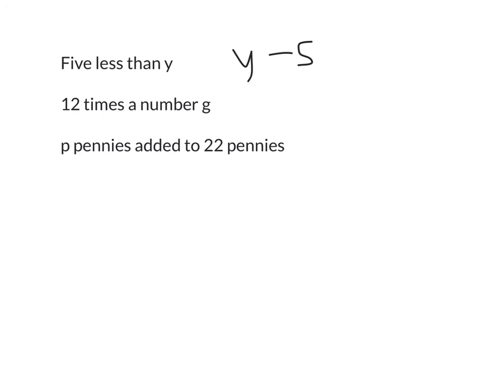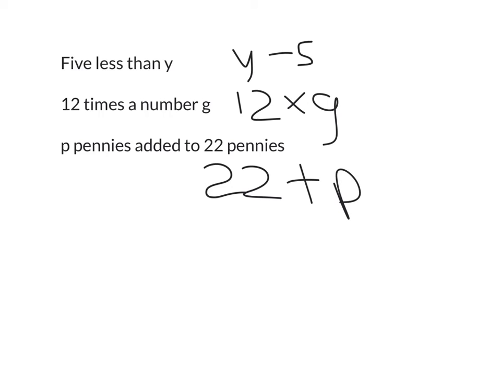12 times the number g. Well, that's just going to be 12 times g. And p pennies added to 22 pennies. So you start off with 22 plus p. So that's what it is, and we'll be practicing this today in class, or tomorrow in class.